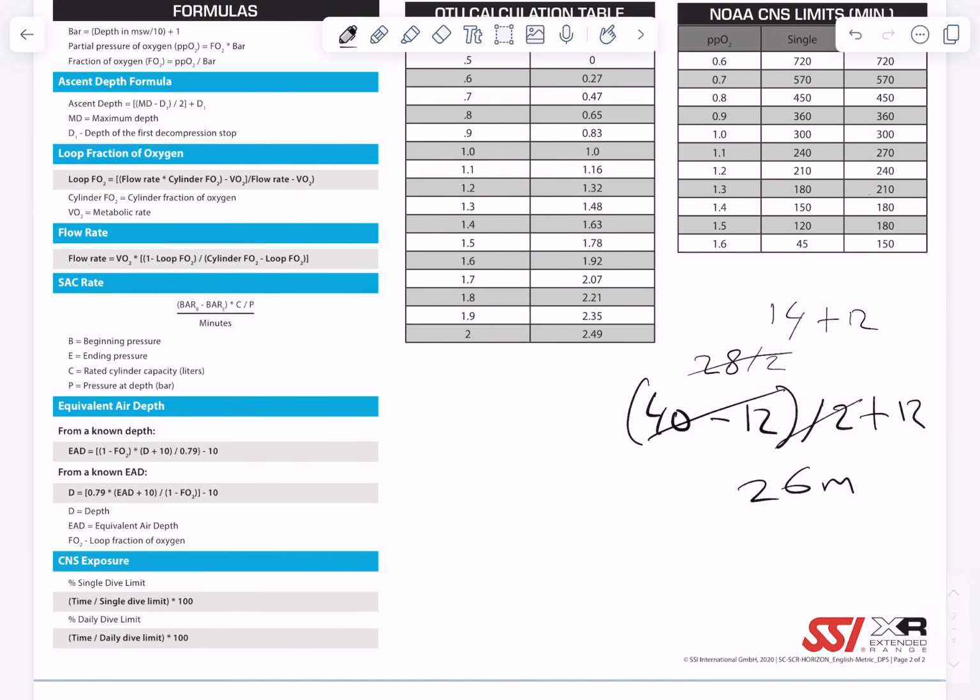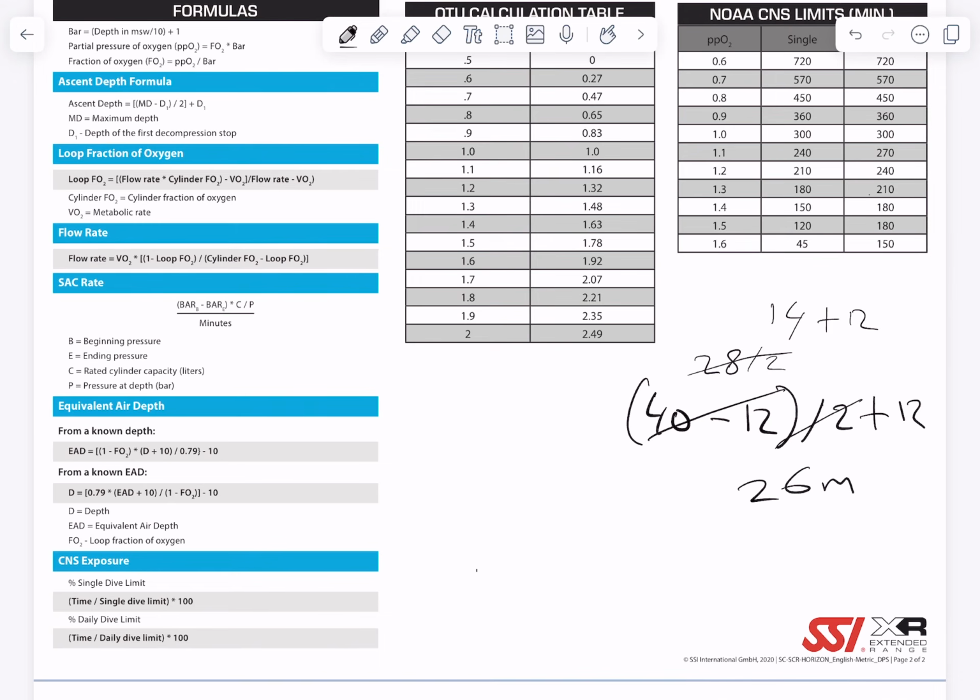So let's have a look at this flow rate formula. Flow rate is FO2 times 2 brackets 1 minus loop FO2 divided by cylinder FO2 minus loop FO2. Sounds super complicated, but let's just break it down. It's not that difficult. And if I'm actually going to put the numbers down for what we're going to use, you will see that these numbers are readily available for us. If you want to know more about this formula, you need to speak to Paul Raymakers, which is the guy that came up with this. But no pun intended, it's not as difficult as it looks.